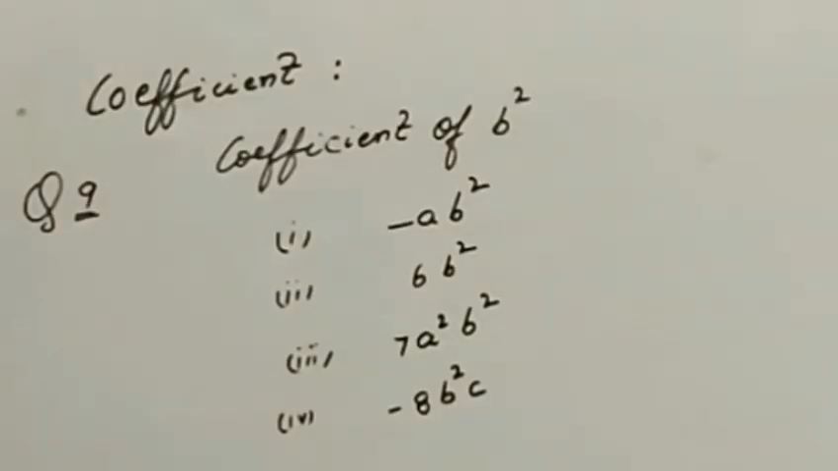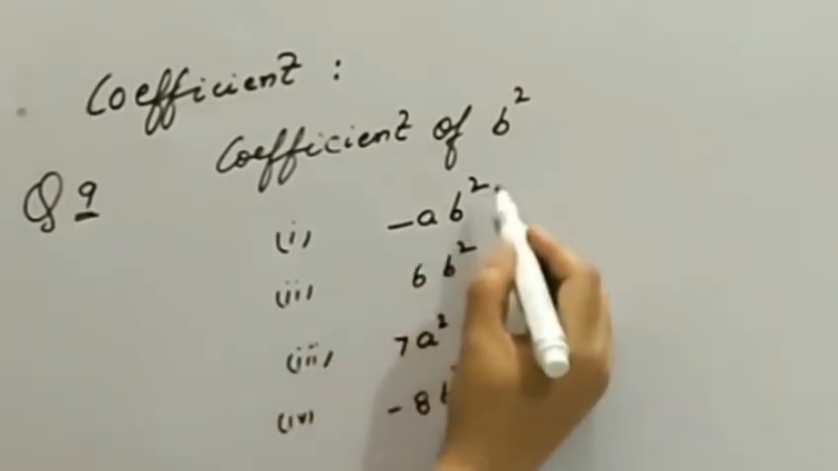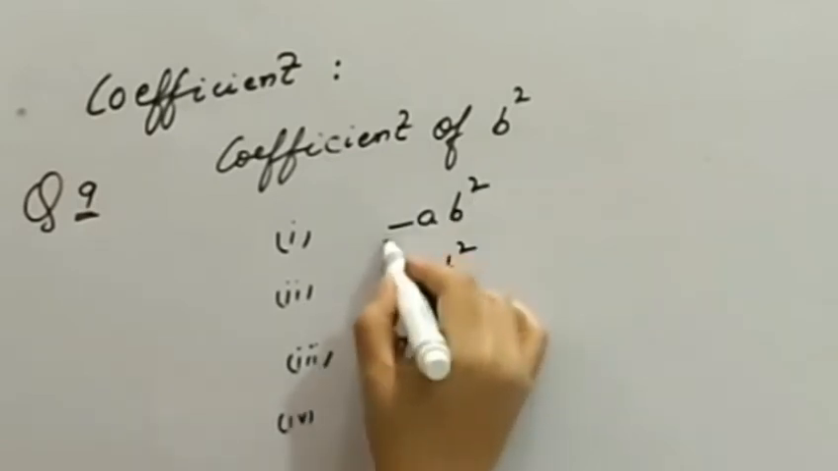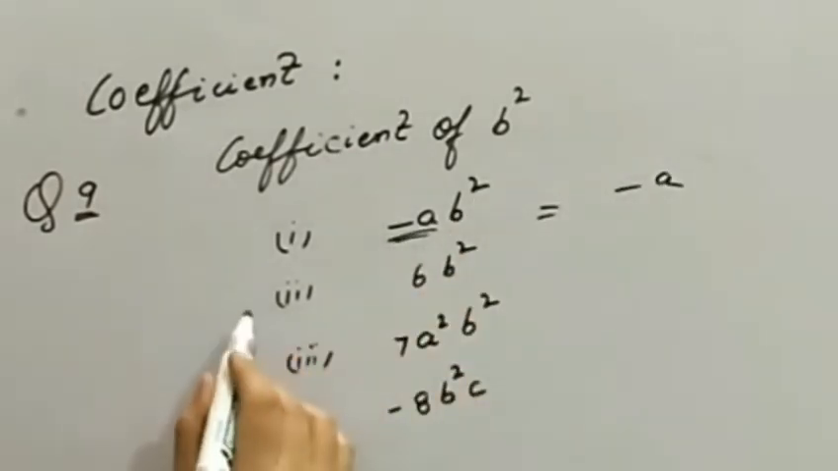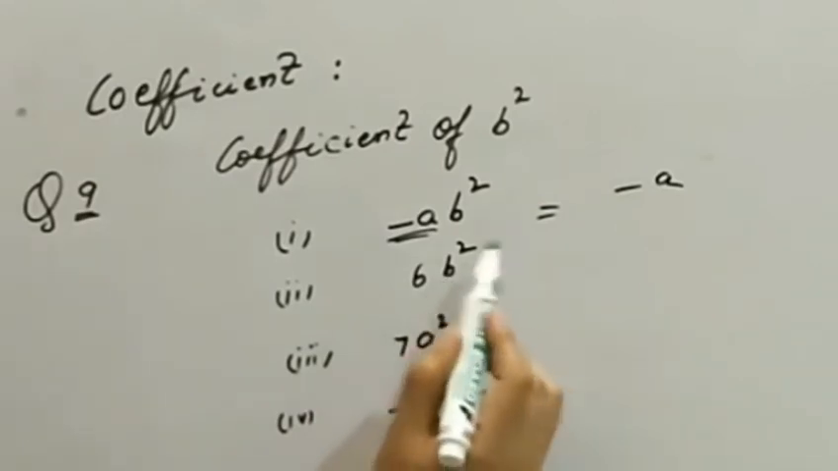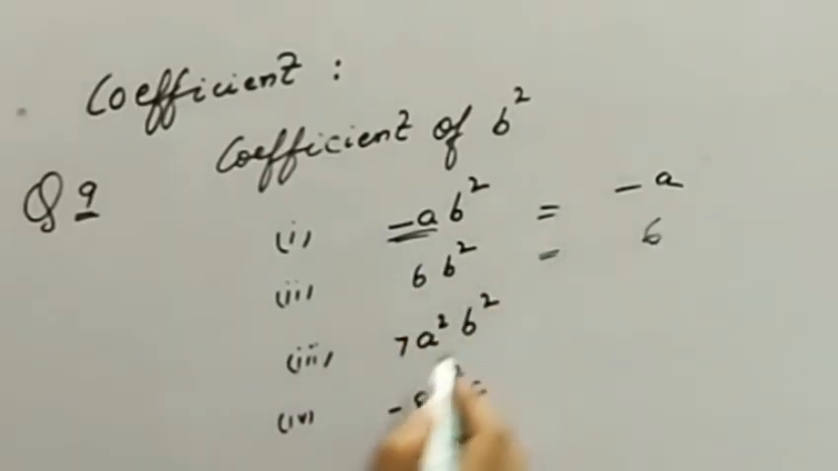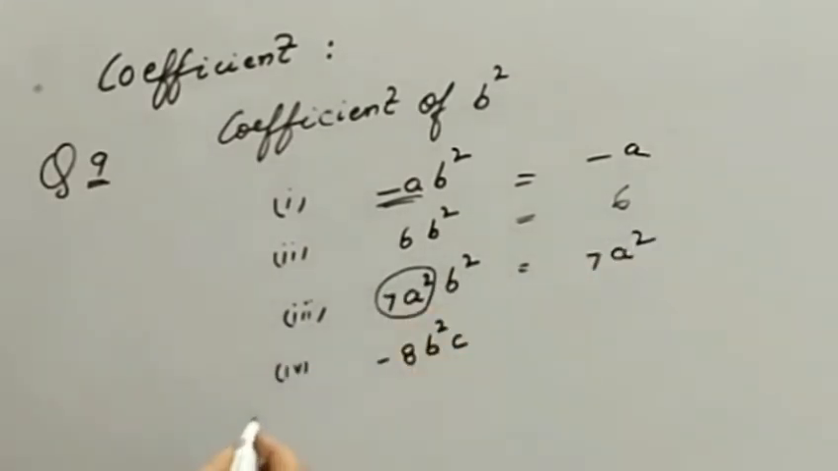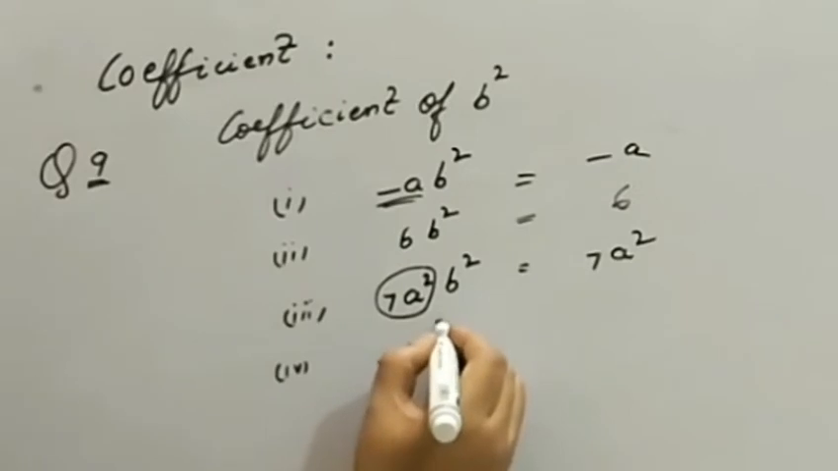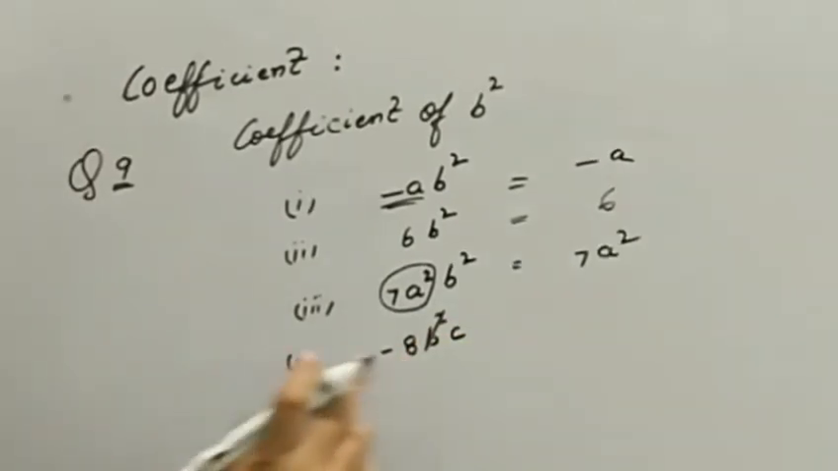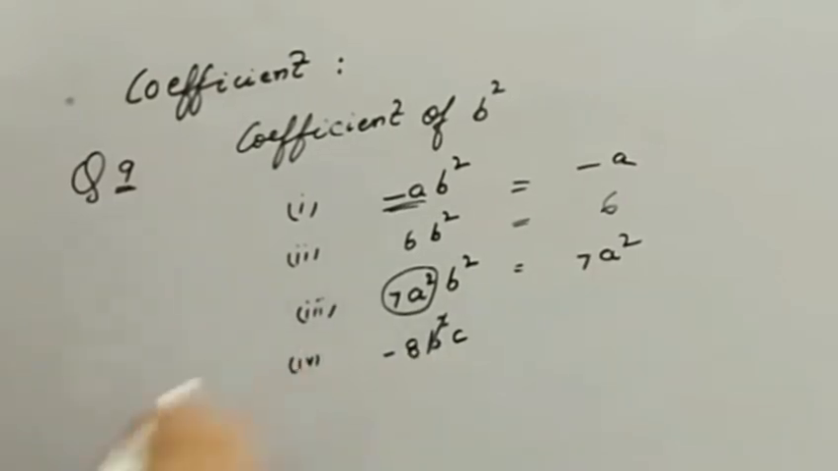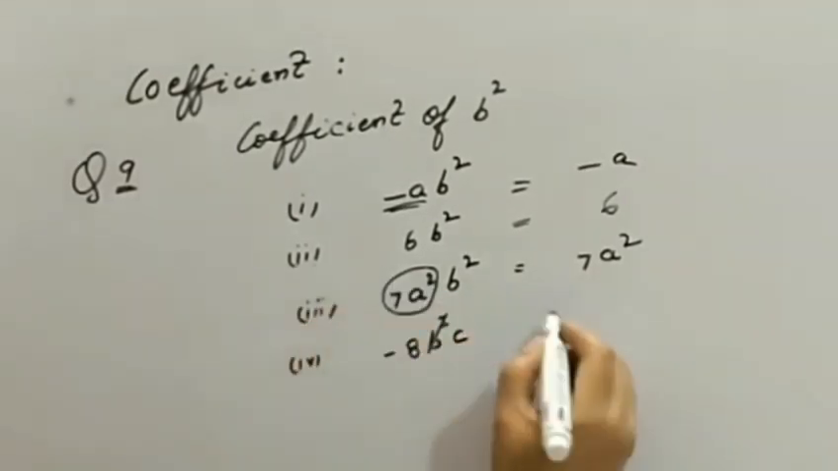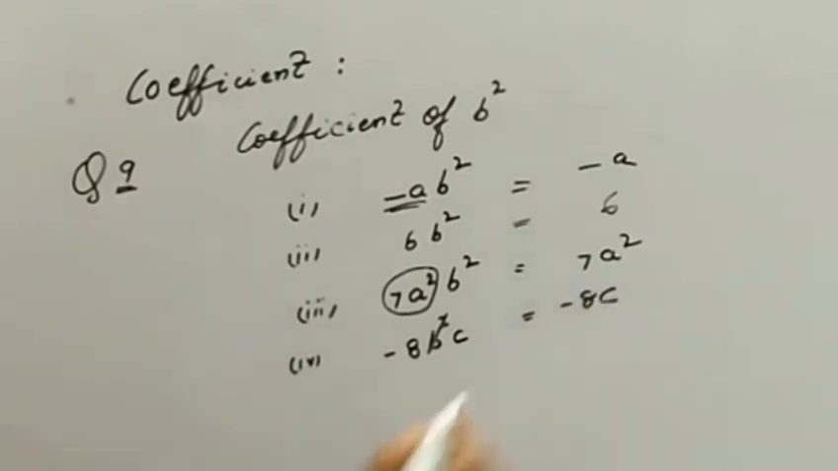Question 9 is again based on coefficient. Question is, find the coefficient of b square in the following. First example, minus ab square. So what is the coefficient of b square? Minus a. Question number 2, what is the coefficient of b square? Remove b square, 6. Coefficient of b square in it is 7a square. Next, minus 8b square c. Here you see the coefficient of b square means the product of the other factors. Minus 8c is the coefficient of b square in it.